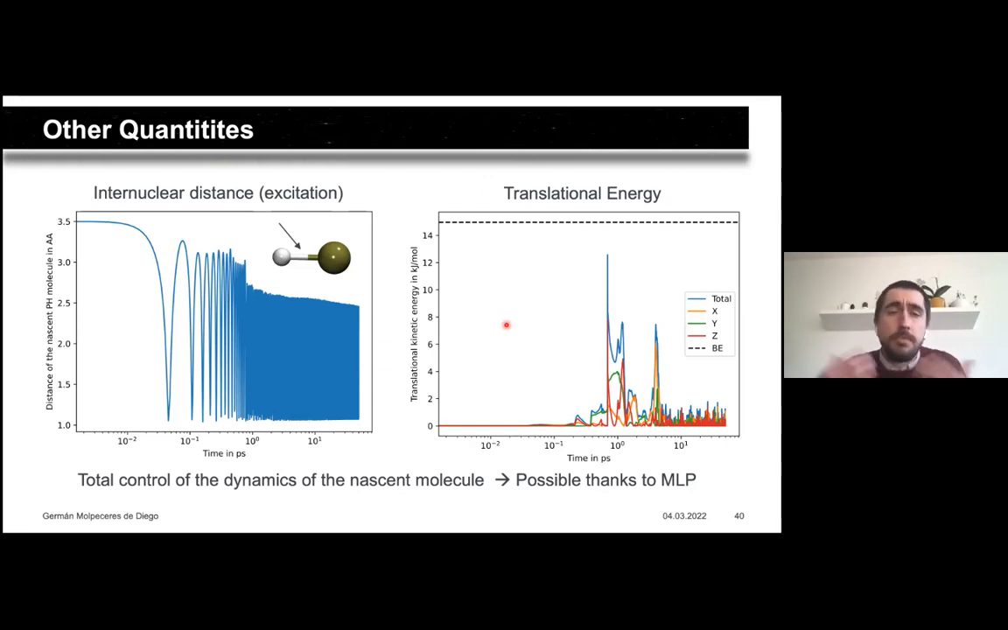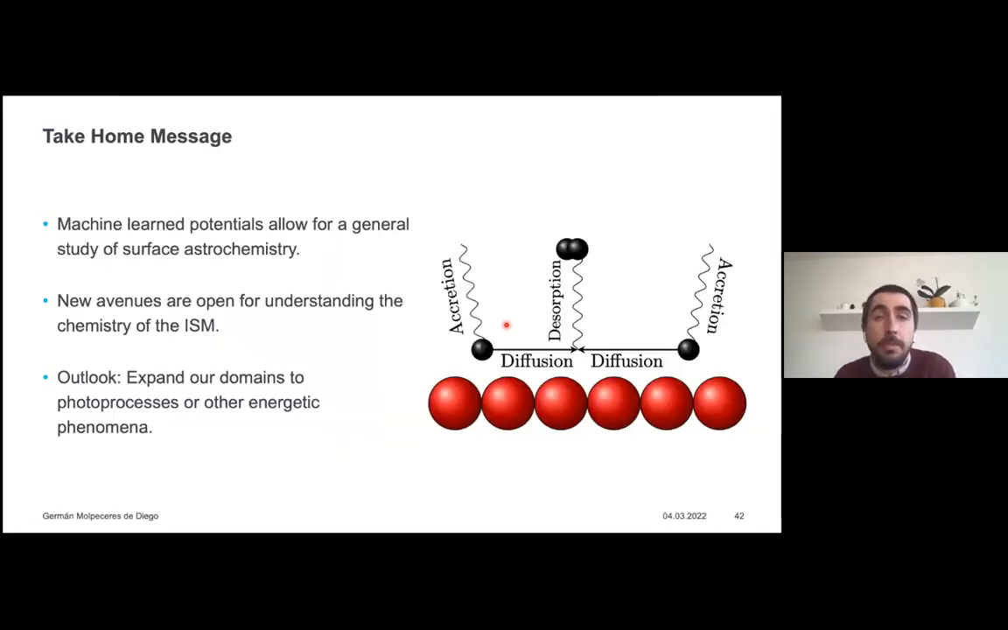This is too technical, I am aware of it, but the main message here is that we really have now total control on the dynamics for studying reactive events, which is something that was not possible, for example, 5 years ago. And this is in turn my take-home message. Machine learning potentials really allow us to study most of the chemistry that can occur on top of interstellar dust grains, which really opens new avenues for understanding what is going on on the surface of interstellar grains, and it enables a better understanding of the processes that form organics in the interstellar medium.